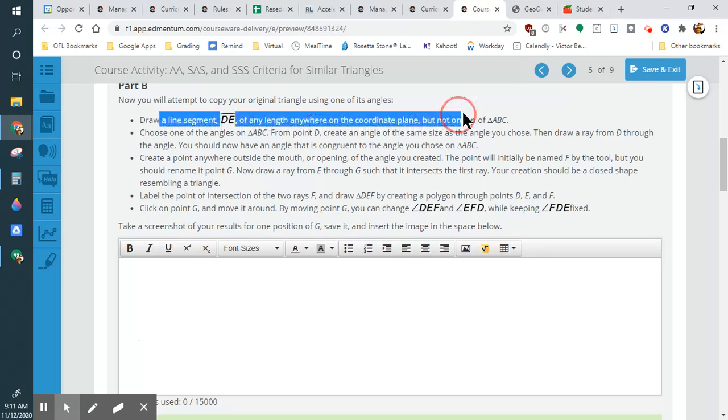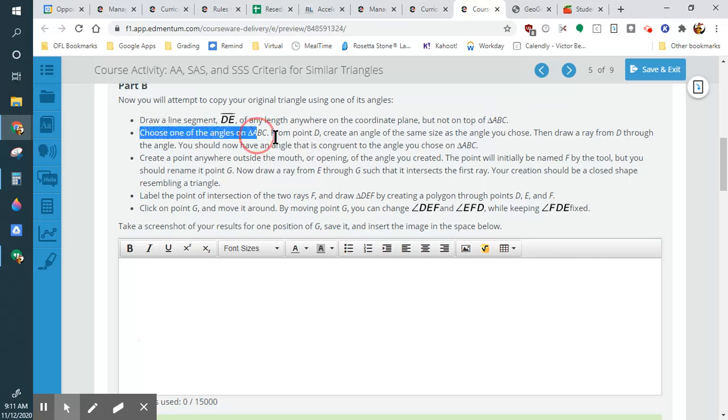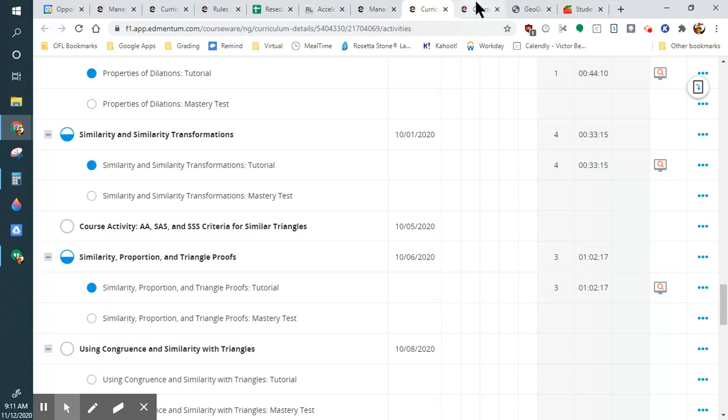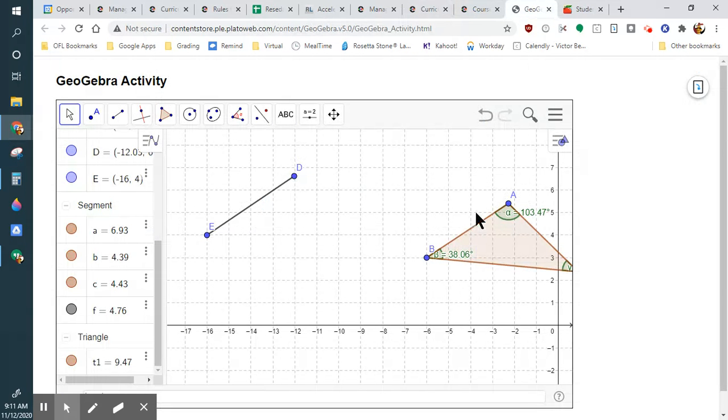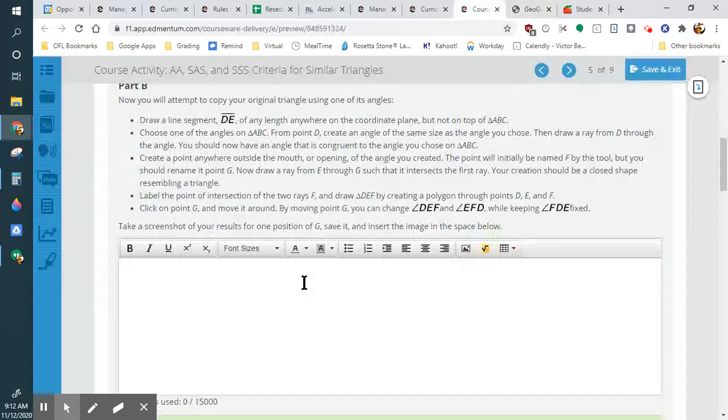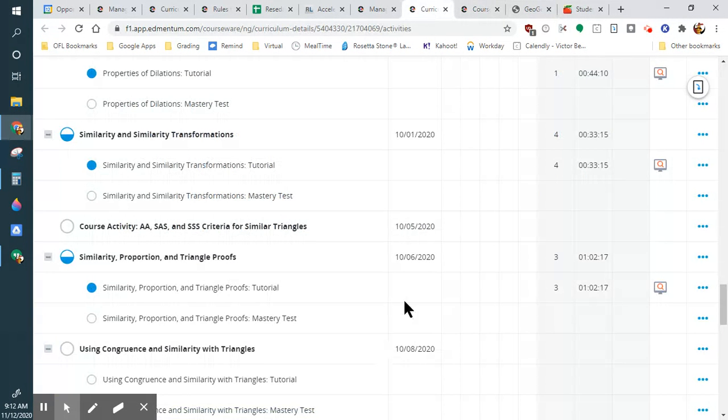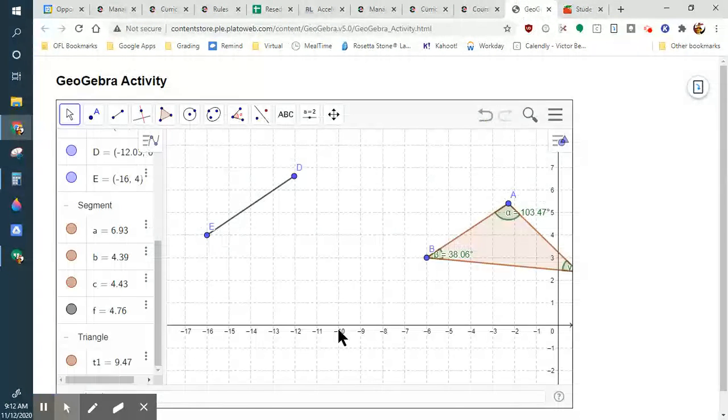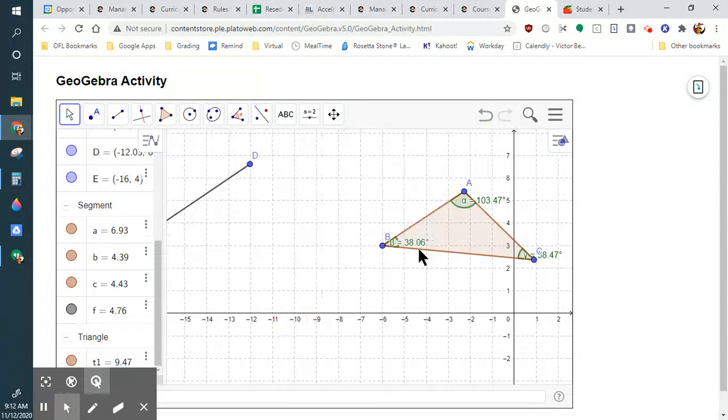So that's what it meant by draw this anywhere. Now it's like choose one of the angles from point D, an angle same as the one you chose. So this is just saying that they want you to pick an angle from this triangle, right? Obviously, you don't really have a choice in the matter. It's saying choose it from line D. I mean, you do have a choice, but what I'd recommend is just copy angle D.